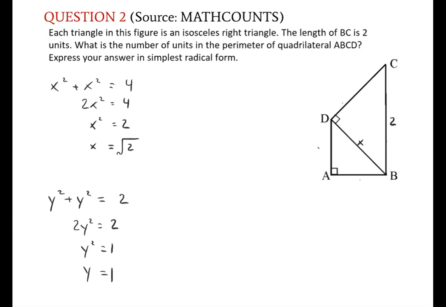So now we can just add up all of the sides. 1 plus 1 plus 2 plus square root of 2, and that will be equal to 4 plus the square root of 2.